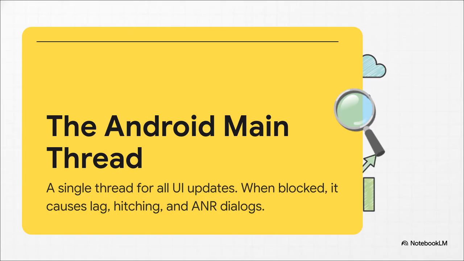So what's the technical culprit here? 9 times out of 10, it's the Android main thread, which you'll also hear called the UI thread. I want you to think of it like a single-lane highway. Every single UI update, every animation, every button tap, it all has to travel down this one lane. So what happens if you put a slow-moving truck, like a heavy database query or a big network request, on that highway? Everything grinds to a halt. If you block it for more than about 5 seconds, Android throws up that infamous application not responding dialog that we all hate to see.